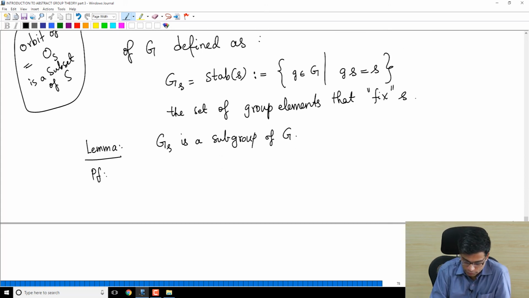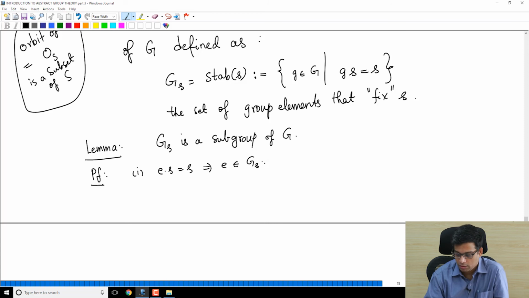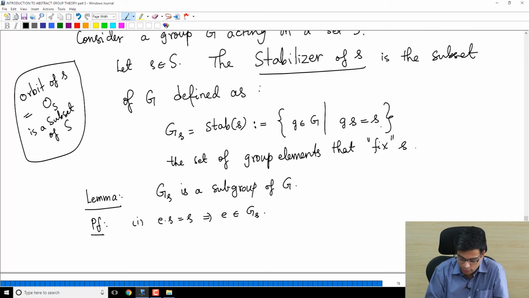What is the proof? We have now done so many examples and results to check a group subset is subgroup. So let us quickly do this. This is very easy. We have to check that the identity is there. It is closed under multiplication and it is closed under taking inverses. First property, e times s is s by the definition of group action. So e fixes s, right? So e is in the stabilizer. Stabilizer is all g such that g s is equal to s. So stabilizer contains identity element.